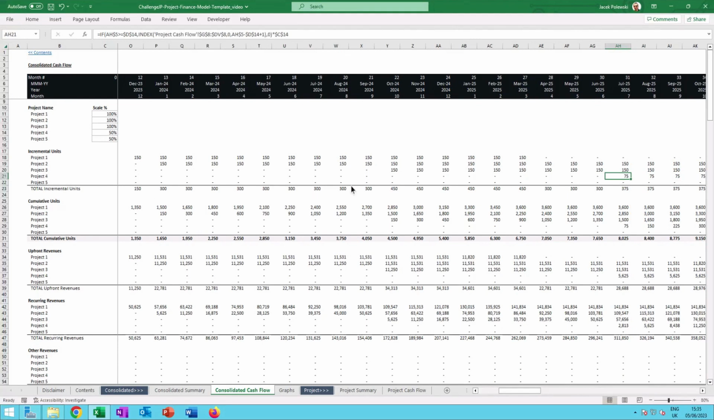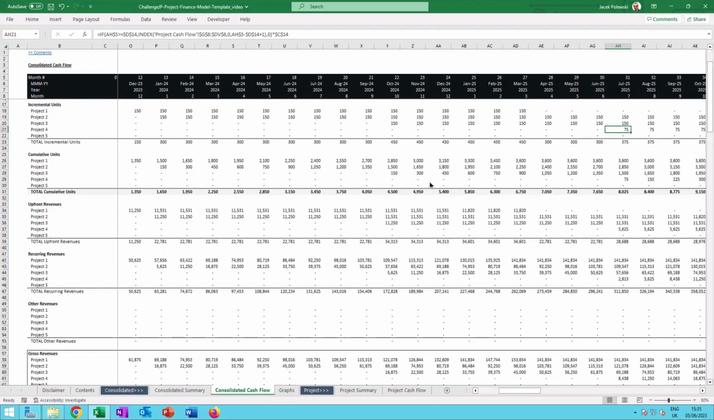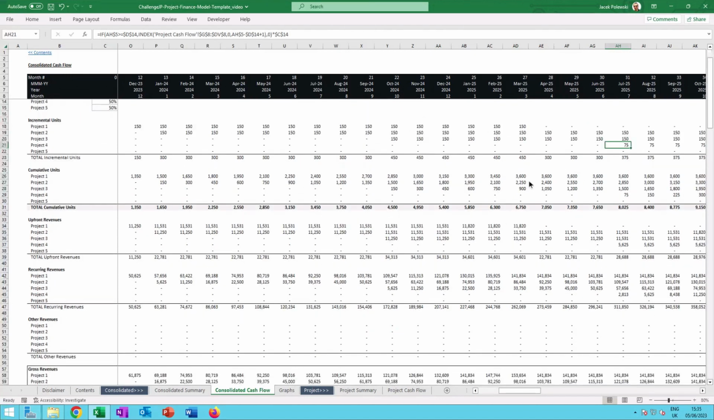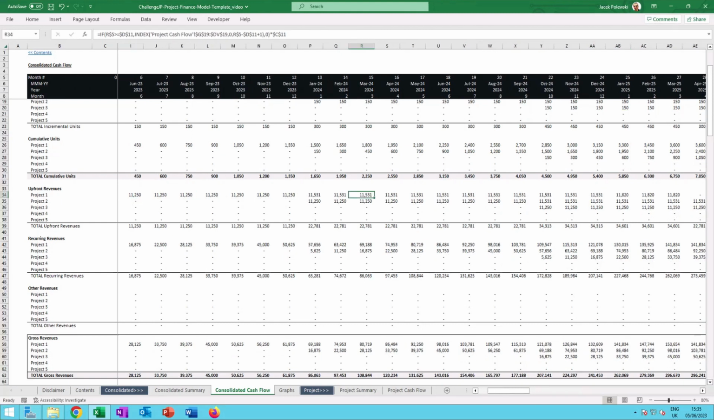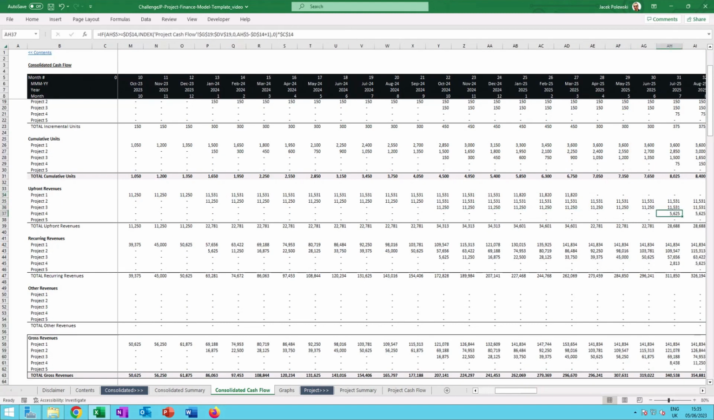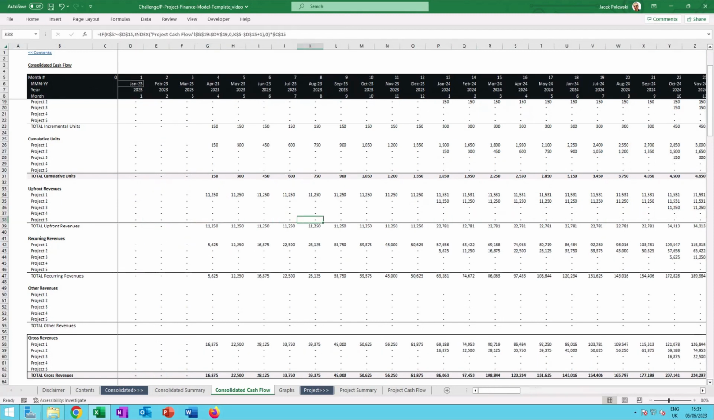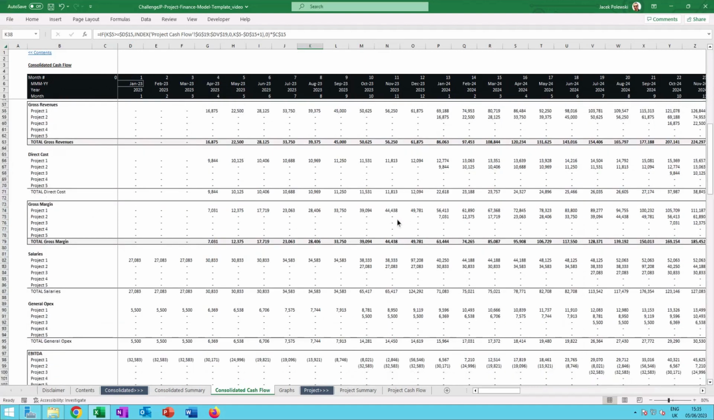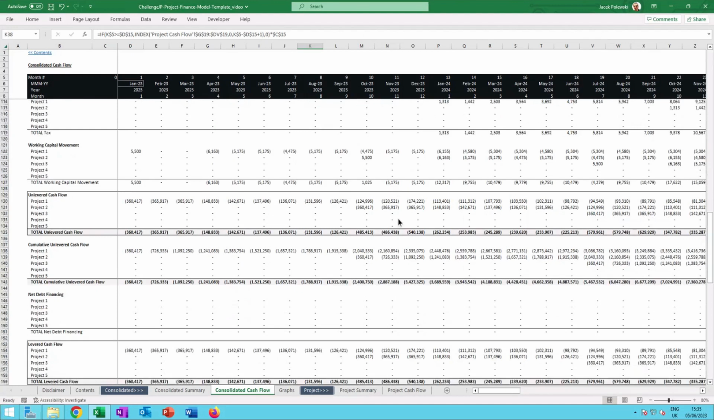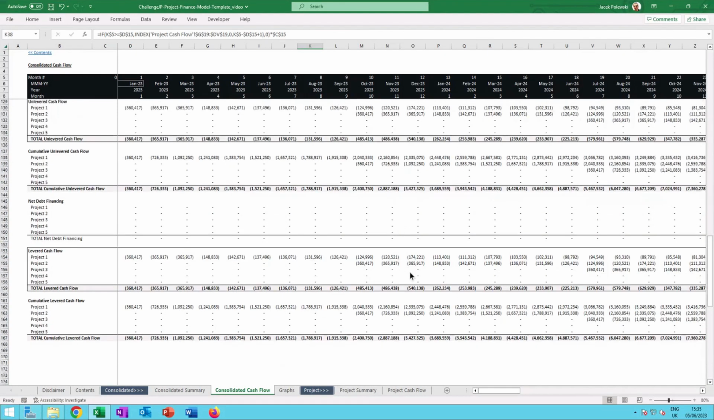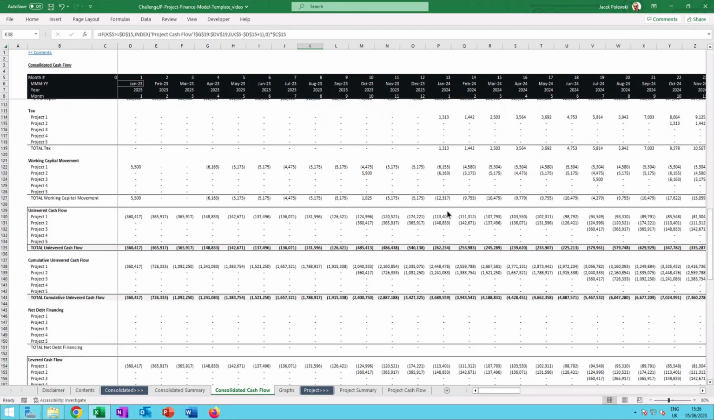That calculation is then repeated across the other outputs. So, for example, cumulative units. Remember the upfront revenues. Again, they will just repeat themselves, except for projects number 4 and 5, where we're using 50% of scale. The same thing for the recurring revenues, other revenues, gross margin, and so on, all the way down to the unlevered cash flow, and then the levered cash flows, which include the debt calculation.